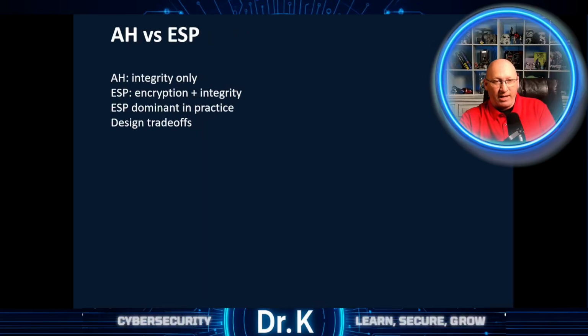There are two primary IPsec protocols: authentication header, or AH, and the encapsulating security payload, or ESP. The authentication header provides integrity and authentication, but does not encrypt the payload data. ESP, the encapsulating security payload, provides confidentiality, and it also provides integrity and authentication. In modern deployments, ESP is far more common, and authentication header is rarely used because encryption is usually required. Understanding this distinction is going to make your life a little bit easier, especially on the quiz to come.